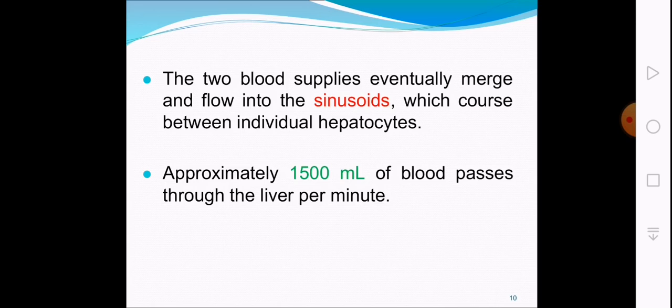Approximately 1500 ml of blood passes through the liver per minute. في كل دقيقه بنلقى 1500 مل من البلود بيمر من خلال الكبد، وده بيمثل تقريبيه about 1 quarter of the total cardiac output، اللي هو ربع التوتال cardiac output ممكن يدخل للليفر في كل دقيقة.